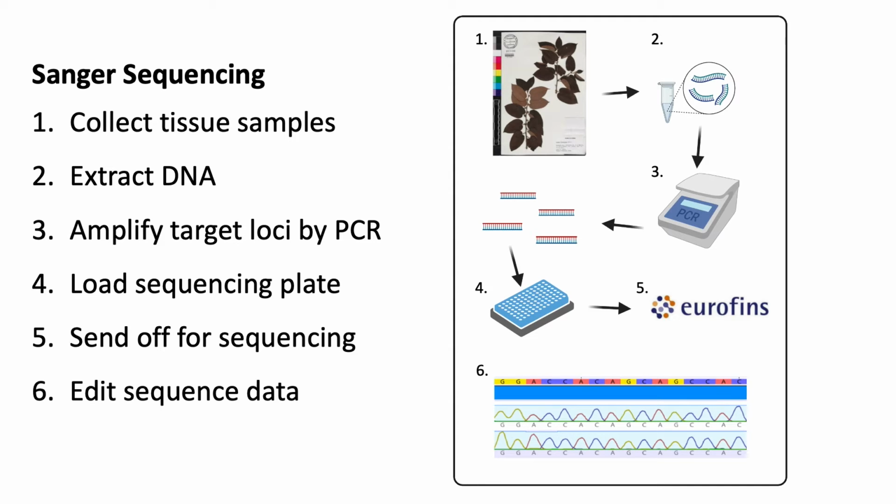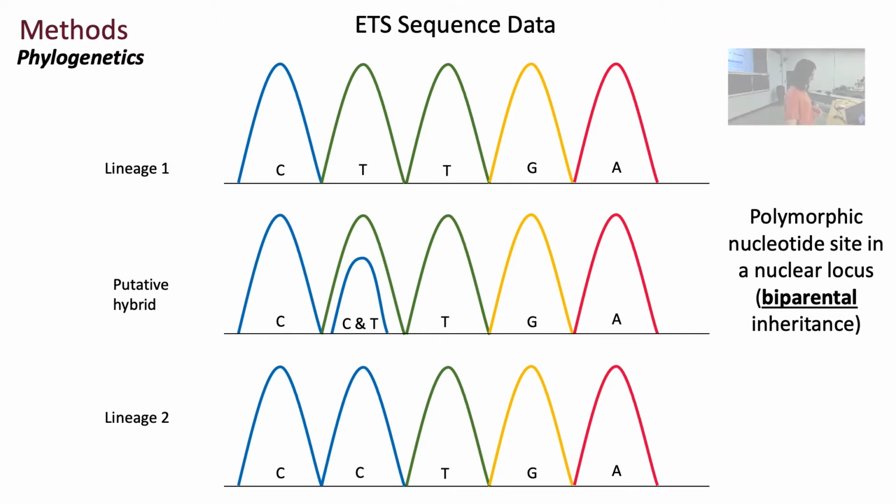So for the sequencing methods, first you start by looking at your specimen and collecting tissues from that specimen, extract the DNA, and then since we're targeting a specific locus with Sanger sequencing, we need to amplify that locus and get lots and lots of copies, which is shown in number 3 here. And then you can load your sequencing plate and send it off for sequencing. And then as a result, you get your data, which looks like this in number 6. And you can see all the different nucleotide calls at their various positions. And that's the kind of data we get for the ETS sequence data as well.